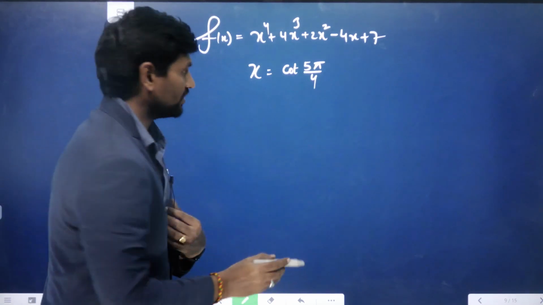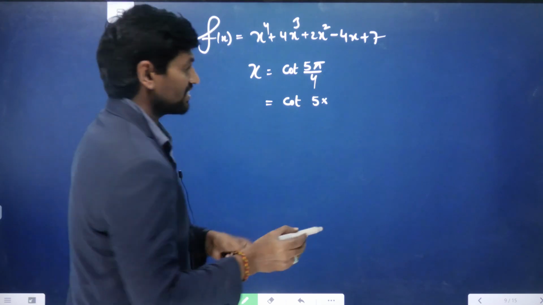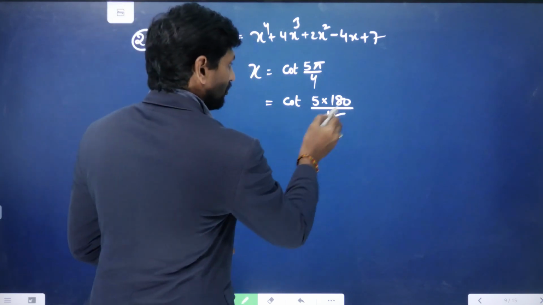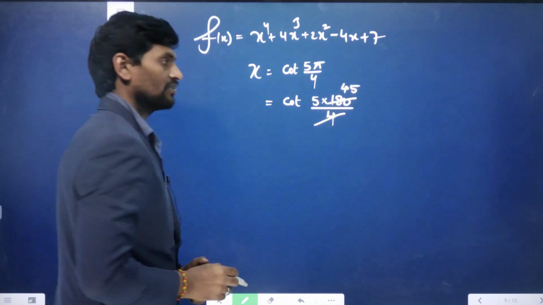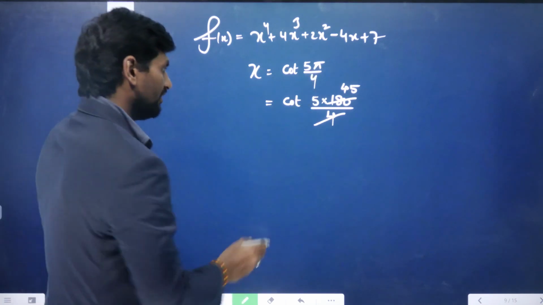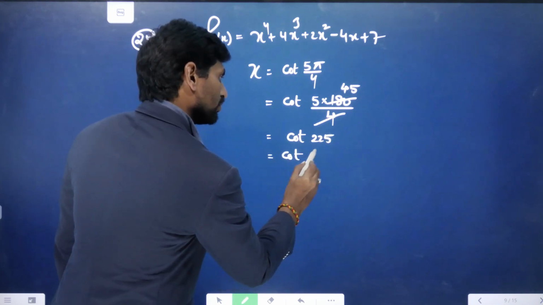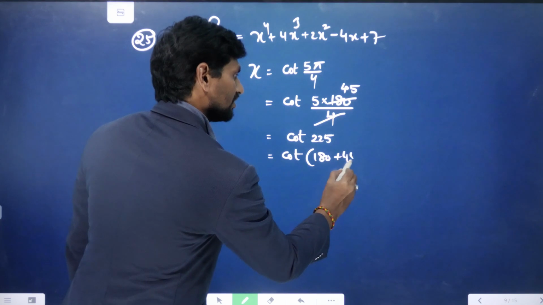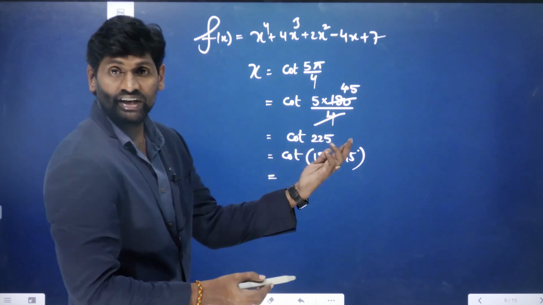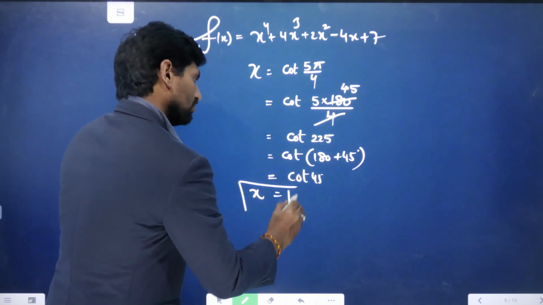Let us identify the x value first. We know that pi value is nothing but 180 degrees, right? 180 by 4. 4 table, 4 4s are 16, 4 5s 20. So 4 table in 180, 45 times. 5 into 45, it is 225. That is cot 225. I am going to write 225 as 180 plus 45. 180 plus 45, third quadrant, cot value positive. Whenever it is 180 degrees, we will write cot 45 degrees, nothing but 1. So simply x value is 1.